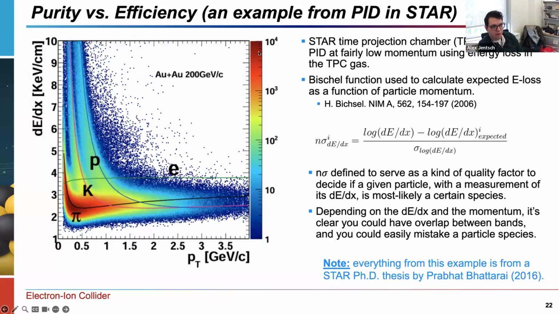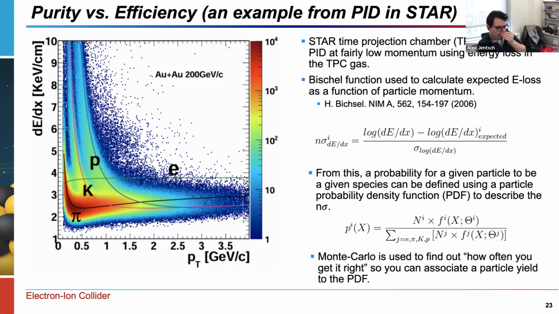And then you trade off between purity and efficiency. So the idea here is that, we already talked about the probability here, but basically if you are more sure the particle is what it is, you're excluding other ones that potentially could also be that particle.